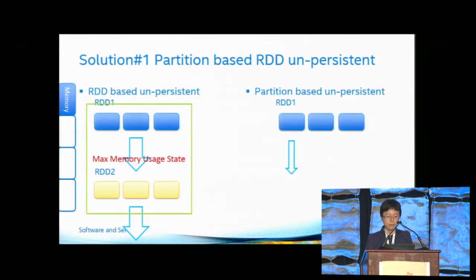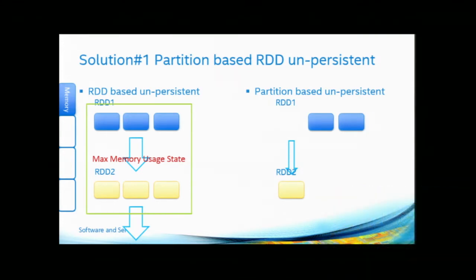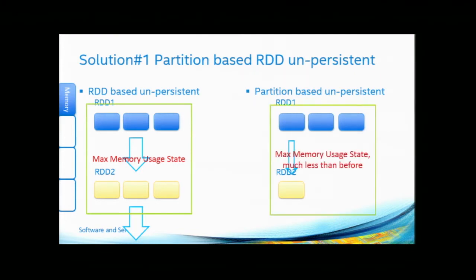Let's see the animation here. Here is the difference: we can do the unpersist at the partition level. If we get a single partition ready, we can remove that input based on that partition level. And from that, you can see here the maximum memory usage is quite a bit less, right? So this is the first solution. It helps to reduce the memory usage and to free those memory spaces in a timely way.